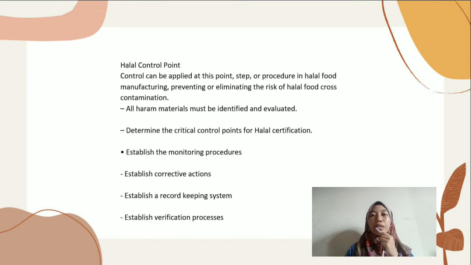The second one is halal control point. Control can be applied at this point. It is a step or procedure in halal food manufacturing, preventing or eliminating the risk of halal food cross-contamination.